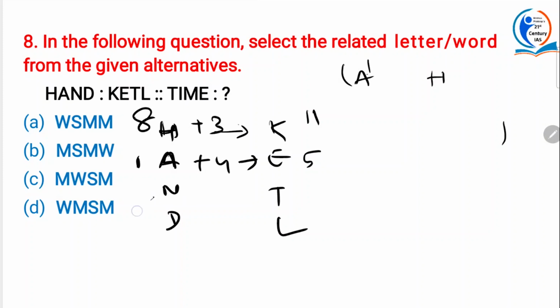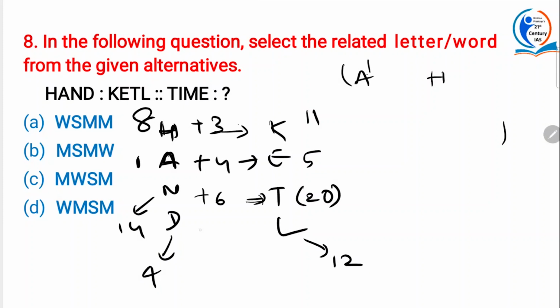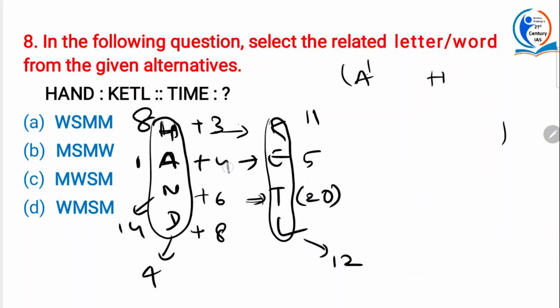Now, N is how much? N is 14. Okay. And it is getting transformed to T. T is what? 20. So, 14 plus 6 is 20. Now, D is how much? D is 4. Okay. And L is how much? It is 12. L is the 12th letter in the alphabet. All right. Now, 4 plus 8 is 12. Okay. So, these letters are getting transformed to KETL when you add 3, 4, 6, 8 respectively.